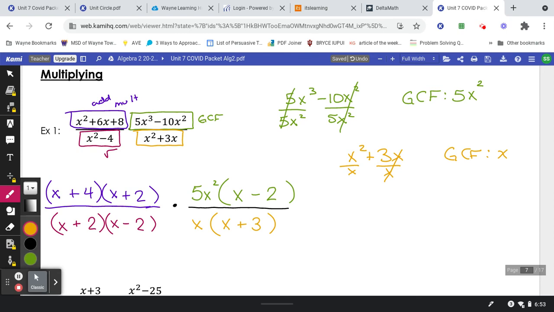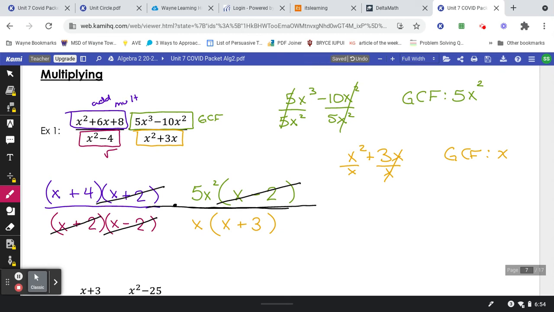Now what I have when I'm multiplying, it's really like I have one big problem, so I'm just going to kind of connect these like that. And anything across the top can cancel with its exact pair on the bottom. So it's going to look like this. X minus 2 can cancel with x minus 2. X plus 2 can cancel with x plus 2.